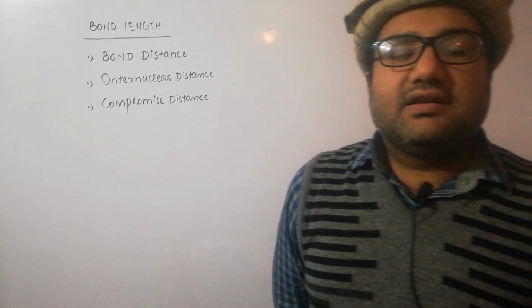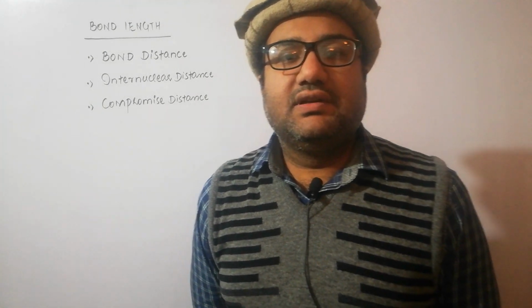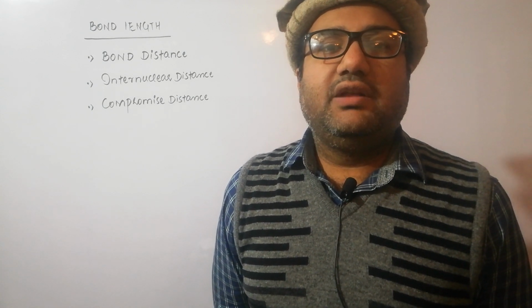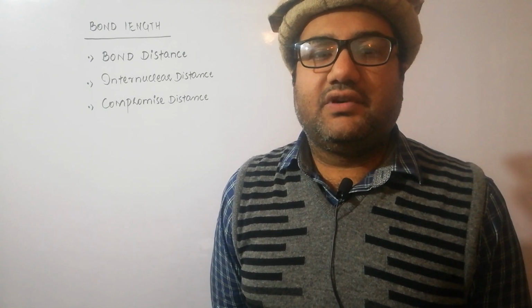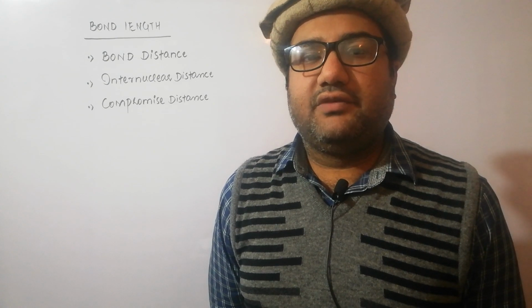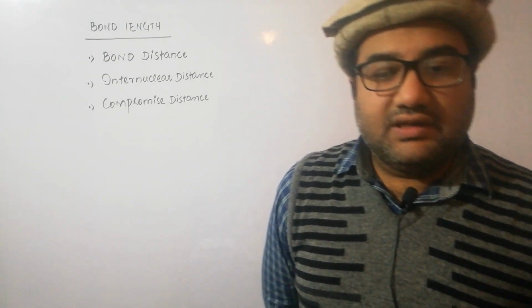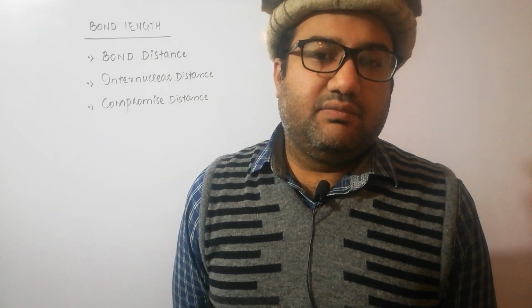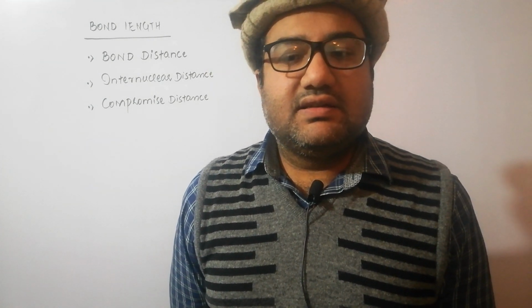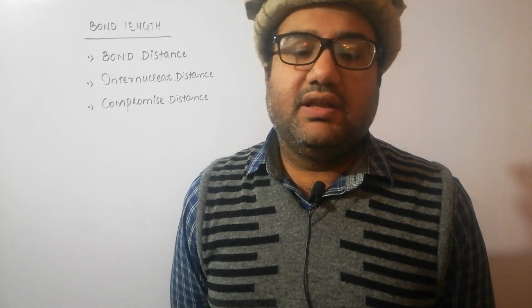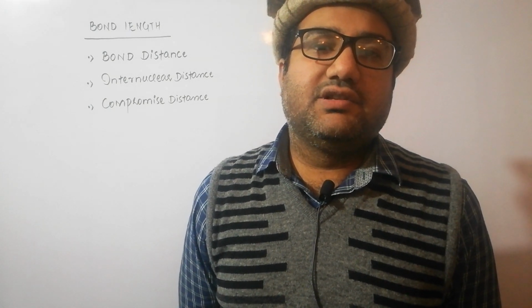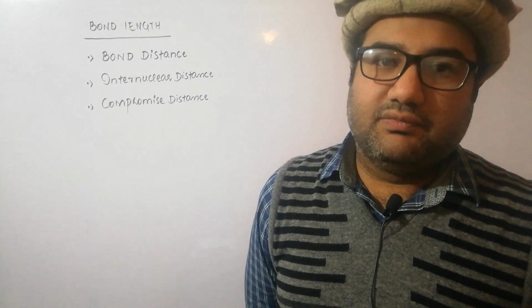And why is it called the compromise distance? Because when two atoms are covalently bonded, there are certain forces of attraction and forces of repulsion between them, but they still remain bonded to each other. That is called the compromise. And this distance at which they remain bonded, even with the forces of attraction and repulsion, is called the compromise distance.